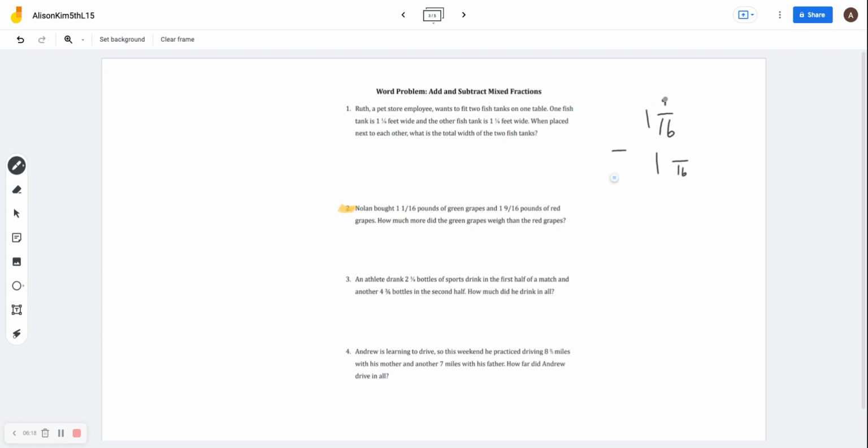So it'll be 9 over here and 1 over here. So 1 minus 1 is automatically 0, so we're just going to leave it at that. And then 9 minus 1 is 8, and then the denominator just stays 16, so it's going to be 8 over 16. And this will simplify to 1/2. And once again, the word problem is worded weirdly. It should be asking how much more did Nolan buy of the red grapes than the green grapes. And it'll be by 1/2 of a pound.